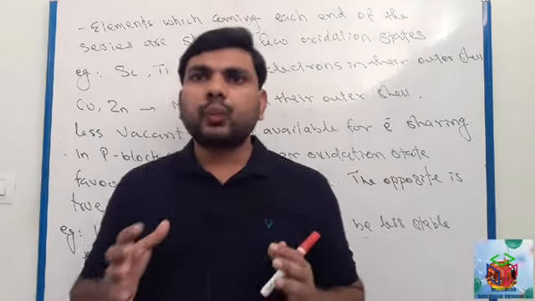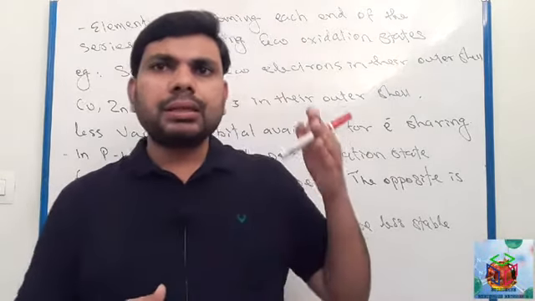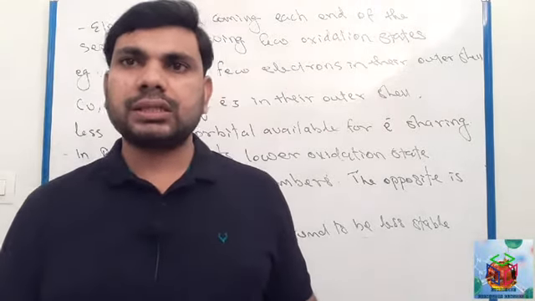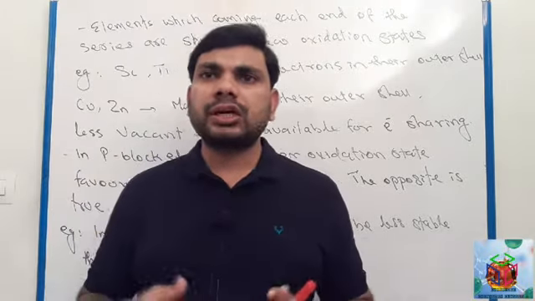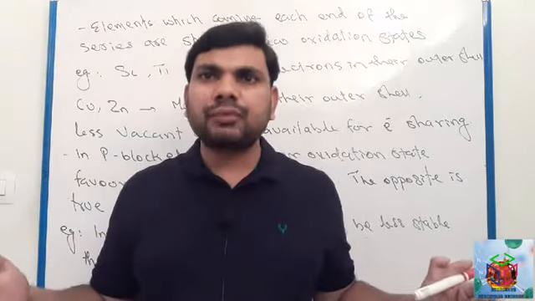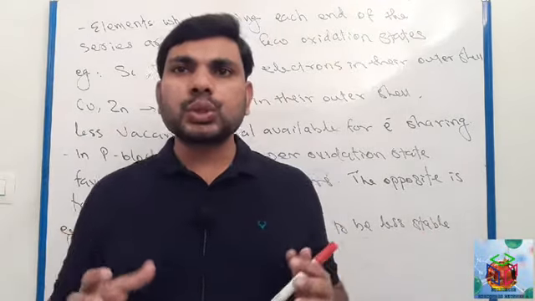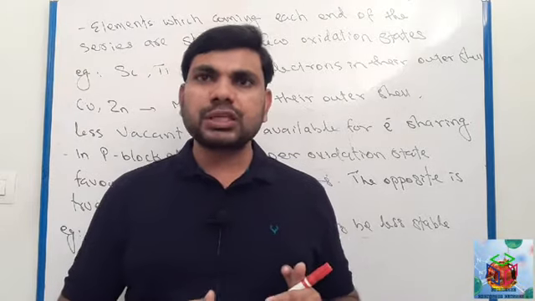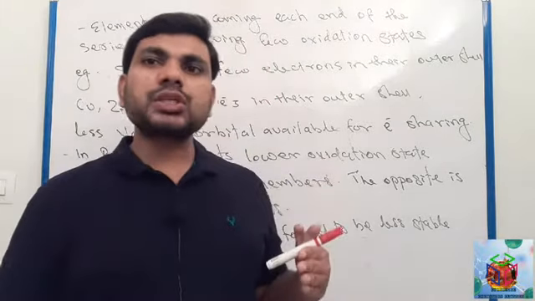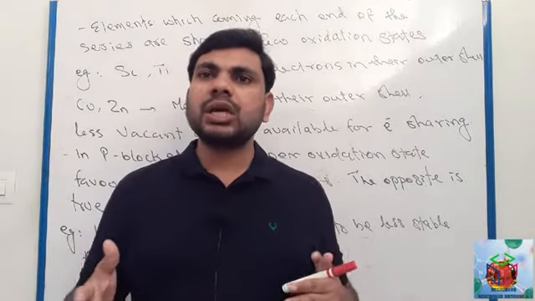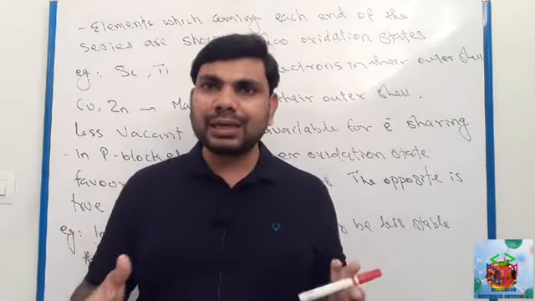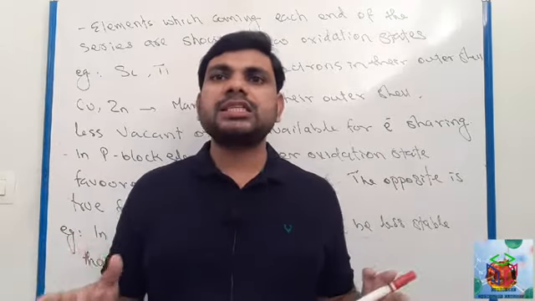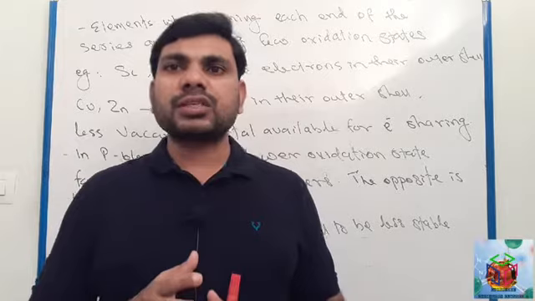Okay, so here we discuss elements which come in the middle of the D series; they show the maximum number of oxidation states. Now we have to discuss elements which come at each end of the D series; they show very few oxidation states. Elements in the middle show the maximum number of oxidation states, and the elements at each end of the D series show fewer oxidation states.